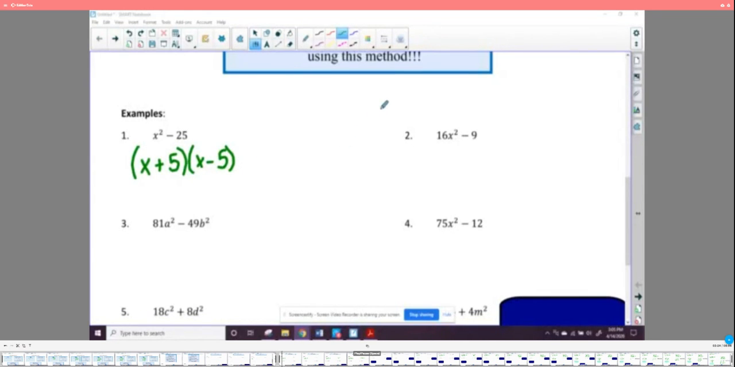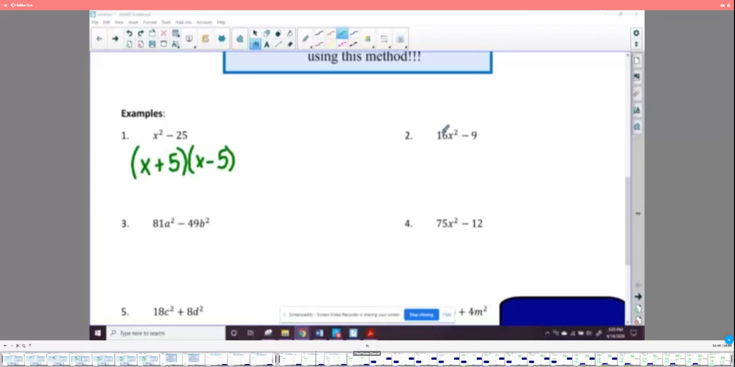Now let's look at number 2. Do we have a greatest common factor we can factor out between 16x squared minus 9? We do not. So now let's look. Is 16x squared a perfect square? Is 9 a perfect square? And then are we subtracting these 2 terms? The answer is yes to all 3 of those.